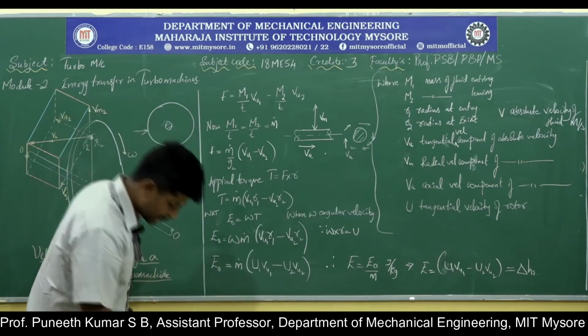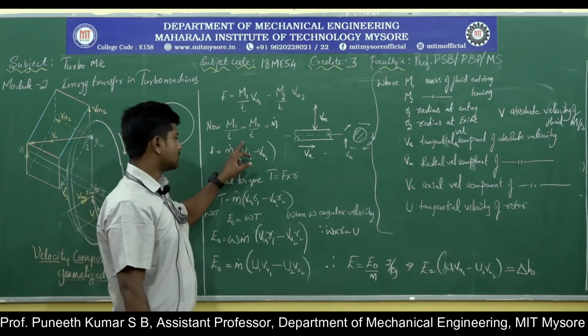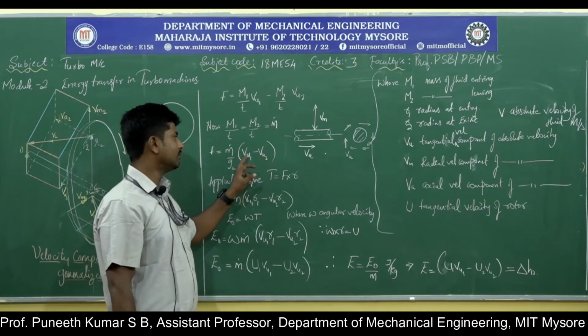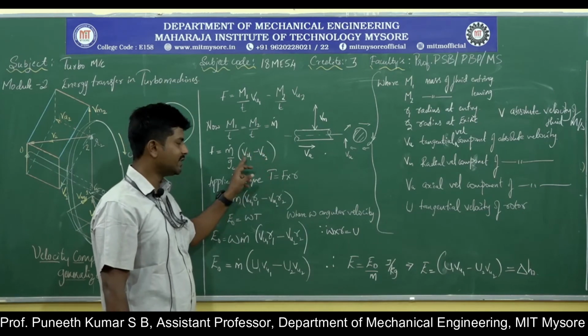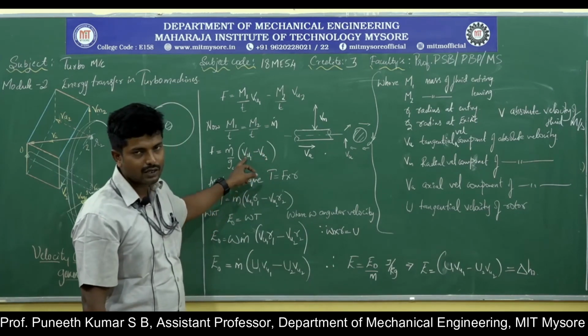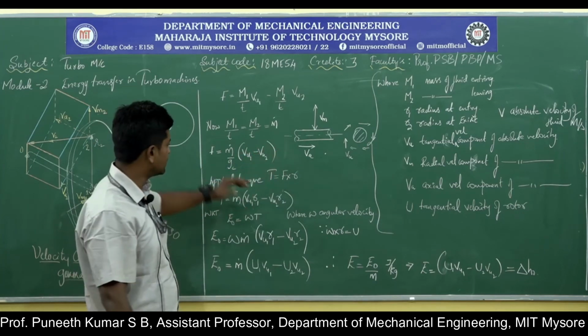Next, further substituting, F is equal to m dot into (Vu1 minus Vu2). This represents the change in the tangential velocity component between the inlet and outlet.